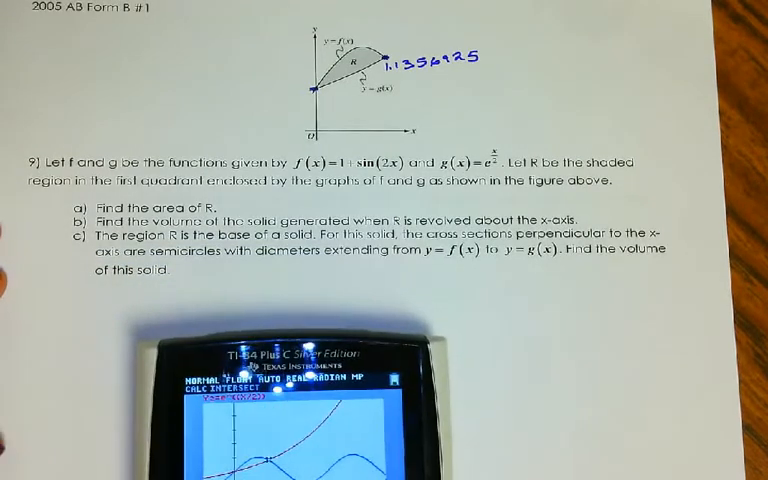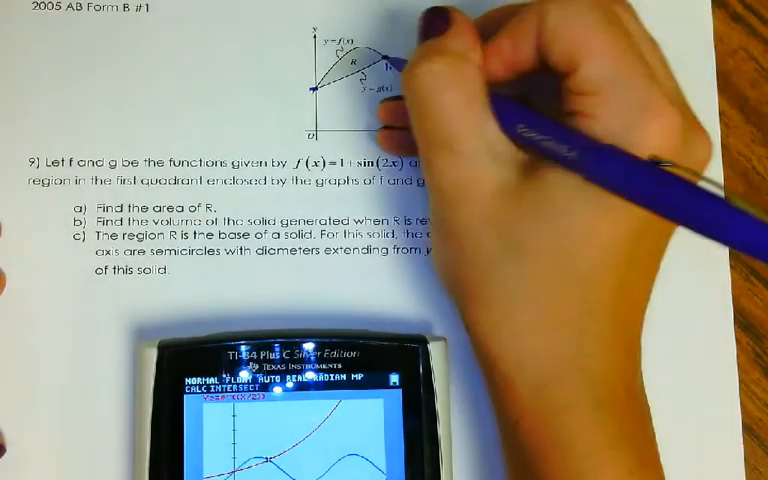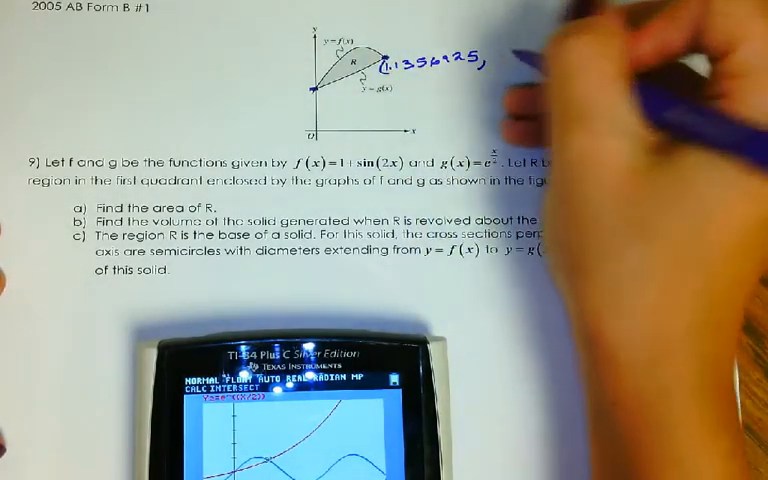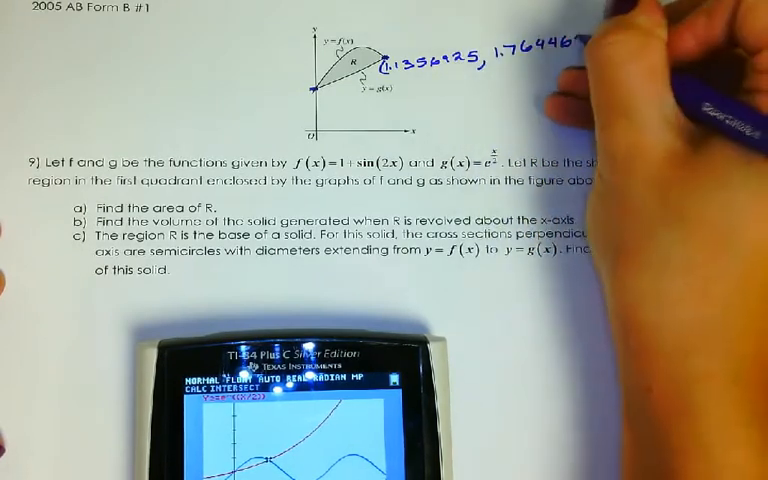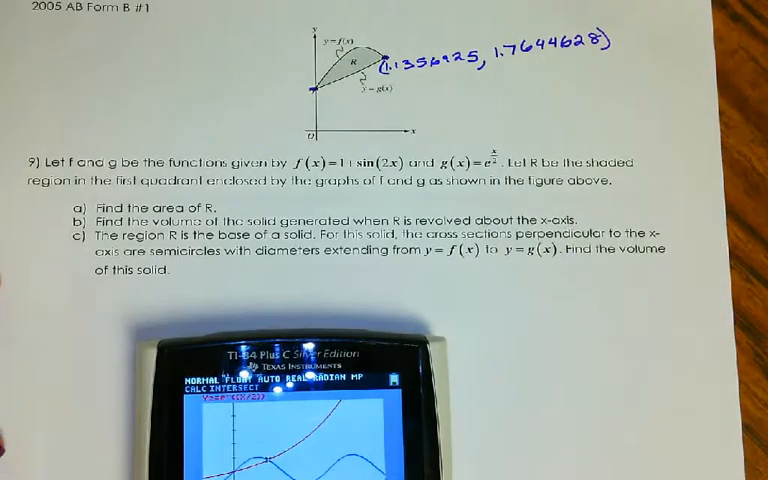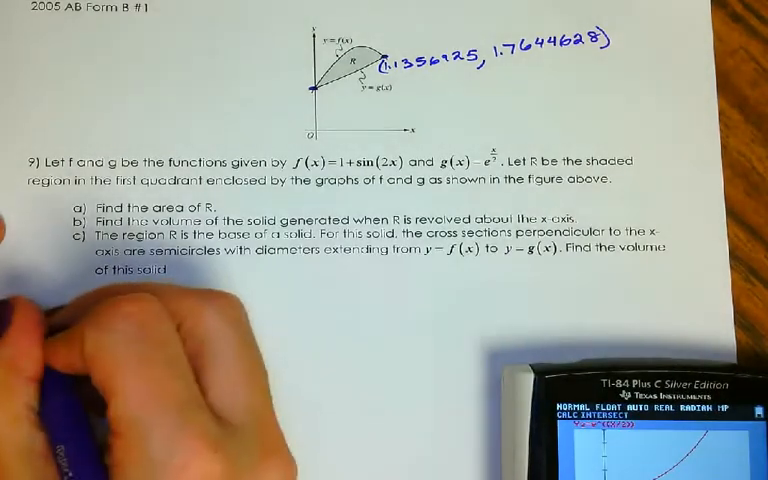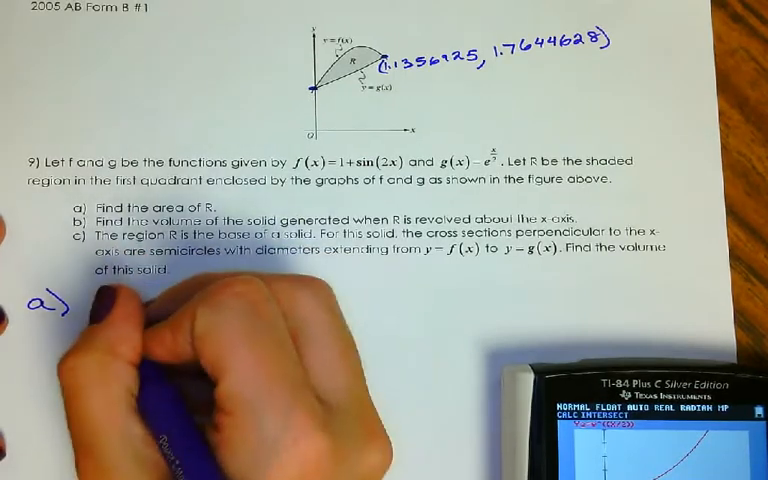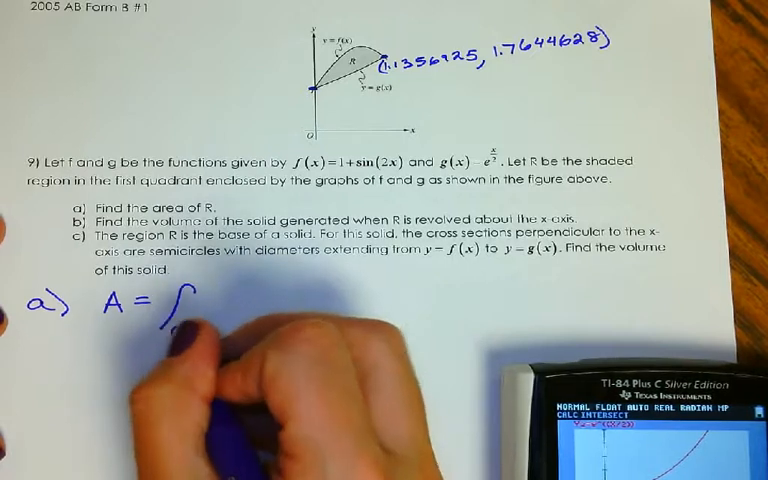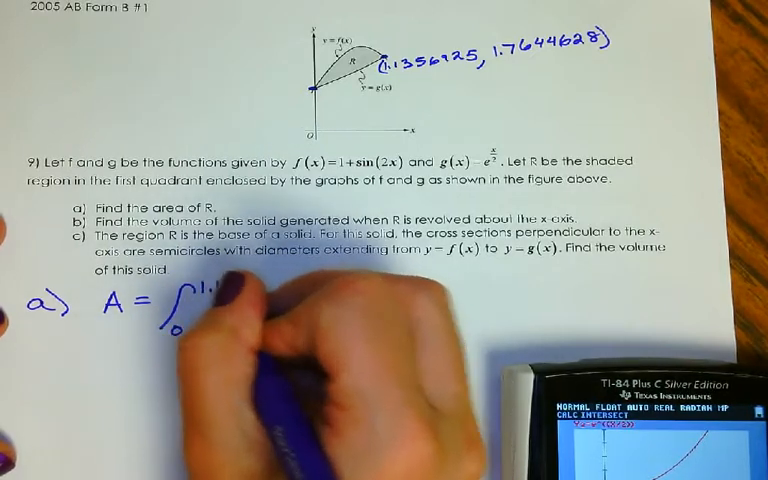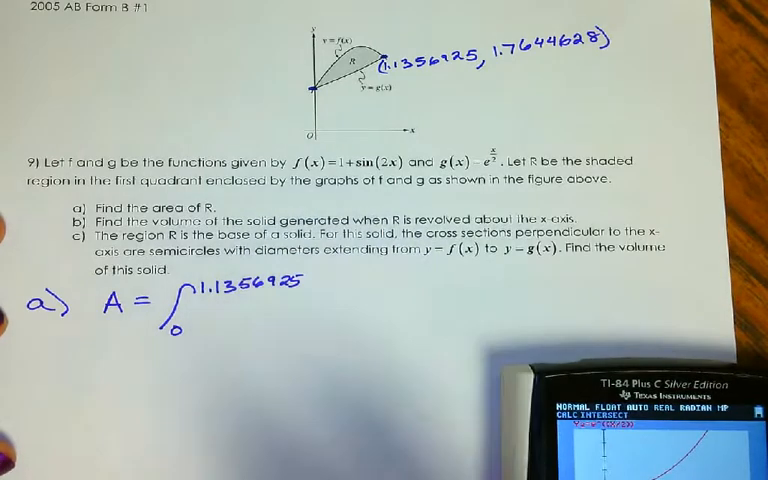So I made a note of that x value. And you know what? I have the y value right there on my screen, so I'm going to go ahead and write down that y value of 1.76446628, just in case I need it. Okay, so let's set up my area first. So I'll do in part A. So we have the area. It's going to be the integration from 0 to that 1.1356925.